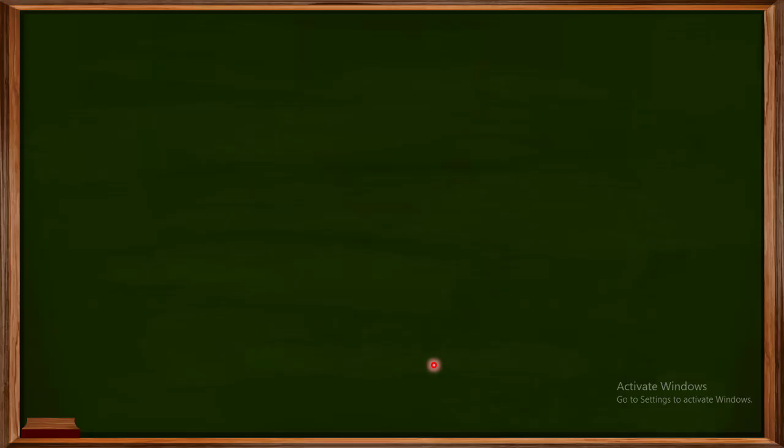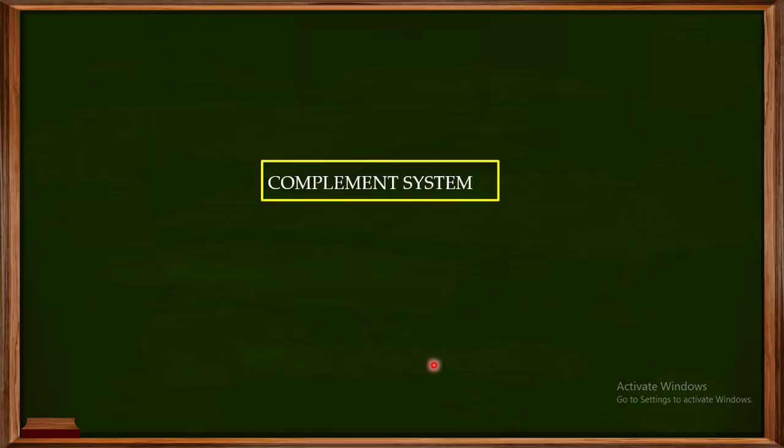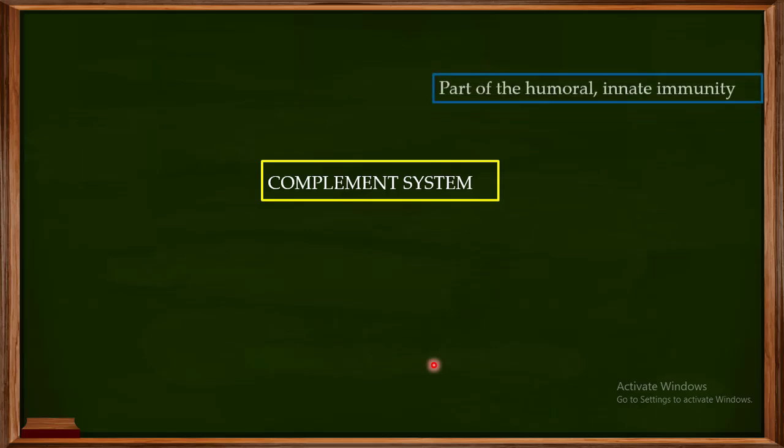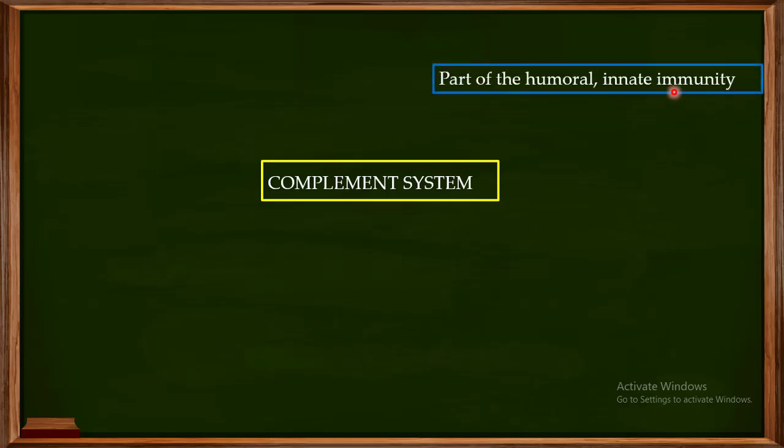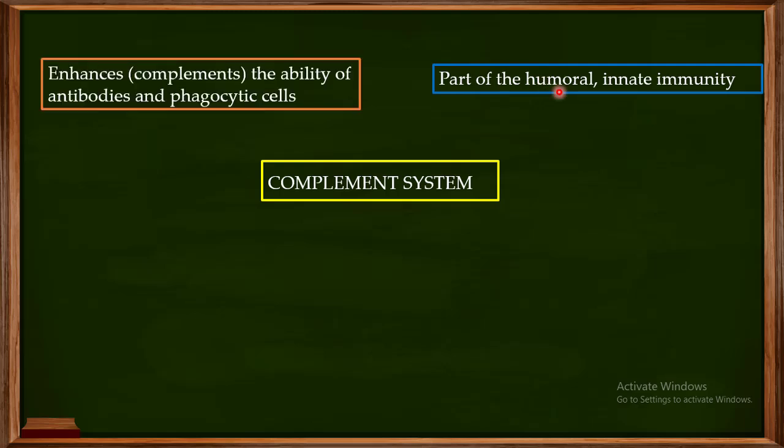The complement system is an important part of the innate immunity, and also an important part of the humoral immunity. Why do we call this the complement system? Because it complements or enhances the ability of the antibodies and the phagocytic cells. As it is complementing the immune system, it is enhancing the immune system, so we call this the complement system.